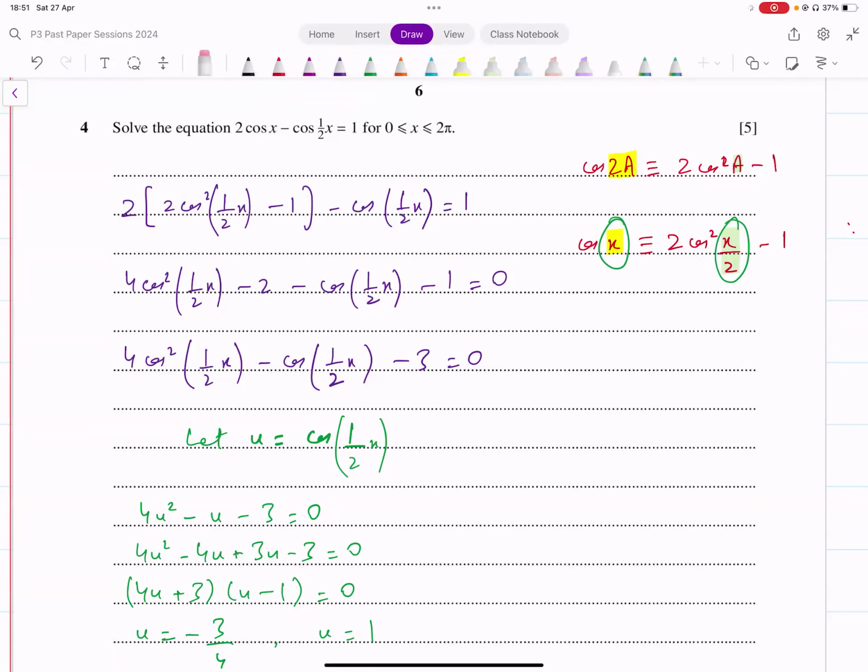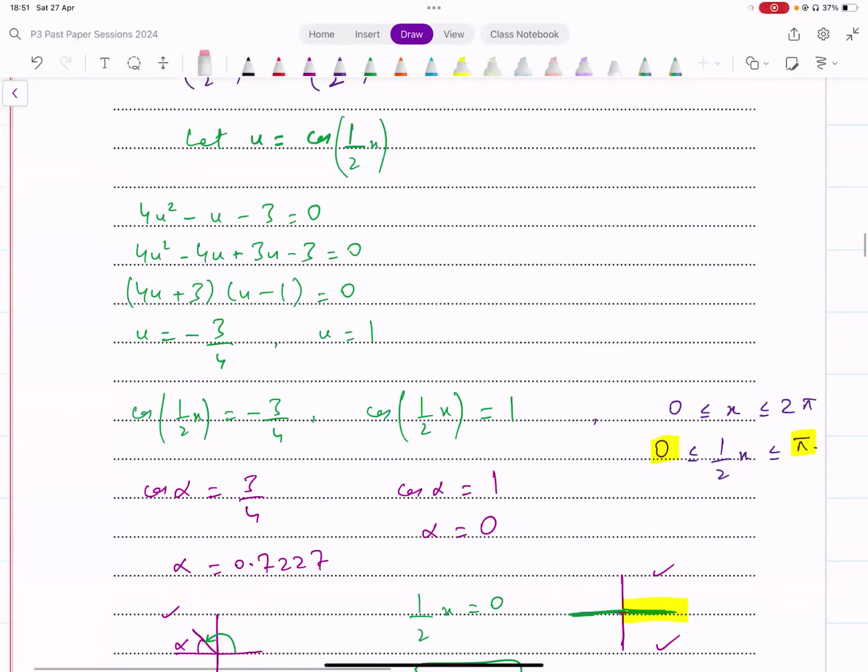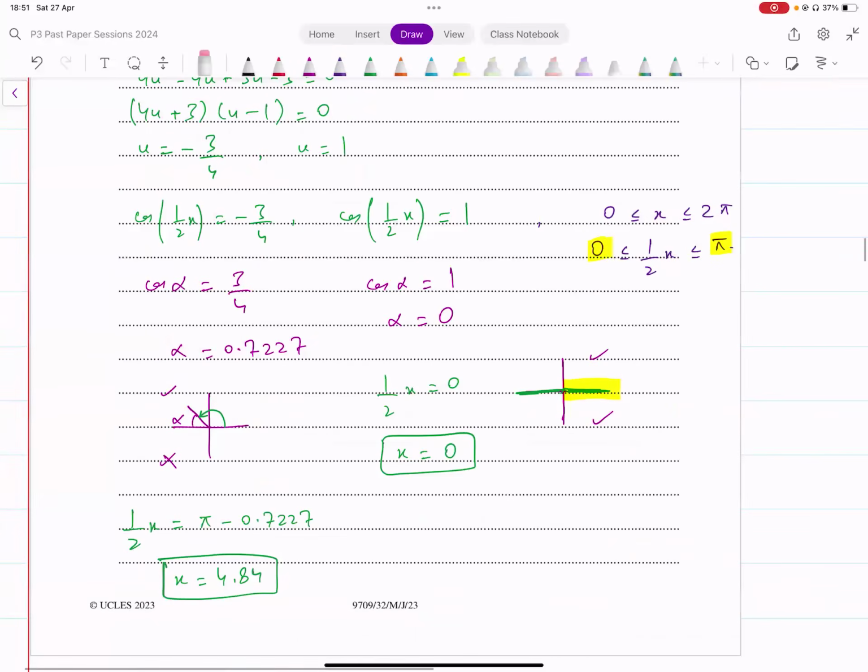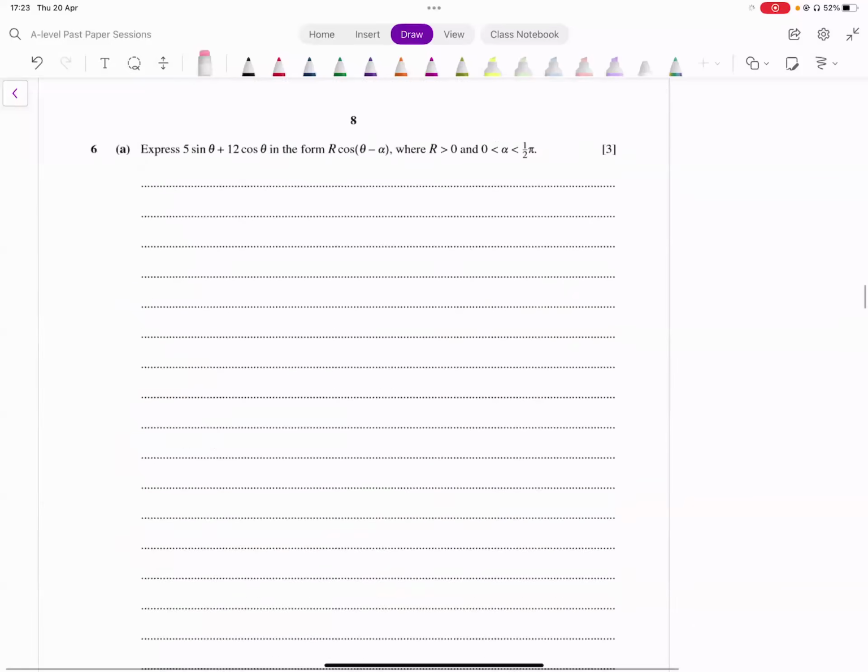And then it just becomes a simple quadratic equation like this. You solve it like a quadratic, put that substitution back at the end, and find the values of x that we get from that. Let's start with question number 6.